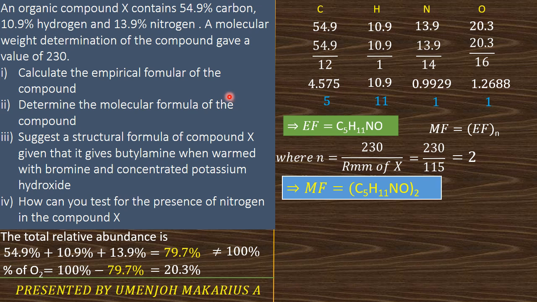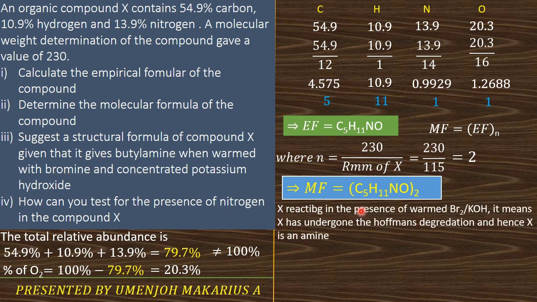Now friends, the next part wants us to suggest a structural formula of X, given that it gives butylamine when warmed with bromine and concentrated potassium hydroxide. Great. So friends, what we should know is that when X reacts in the presence of warmed bromine and potassium hydroxide, it means that X has undergone the Hofmann's degradation, and hence X is an amine.